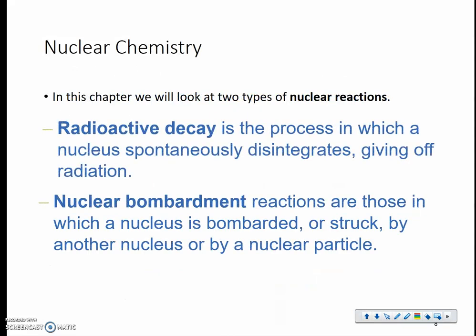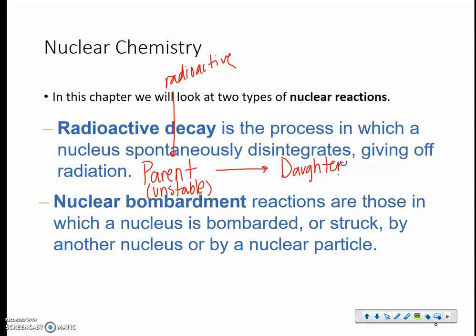So there's two types of nuclear reactions. Radioactive decay is when you have one nucleus that spontaneously disintegrates or turns into a different element. We call this unstable nucleus the parent particle. It is the substance that is radioactive. What's going to happen is it's going to turn into a new element. We call that the daughter, which hopefully is more stable than what it started out as. And in the process, it gives off some sort of radiation.